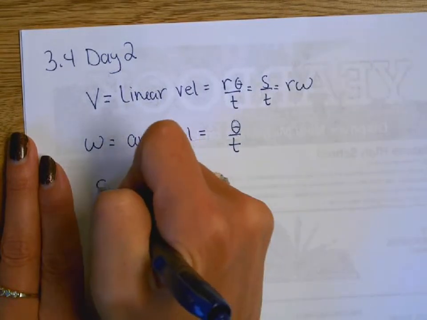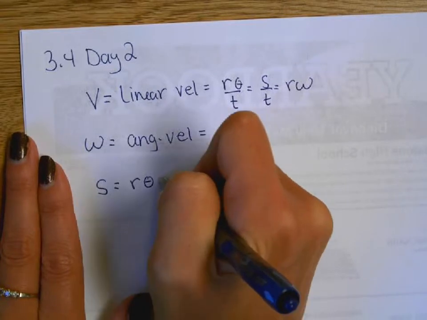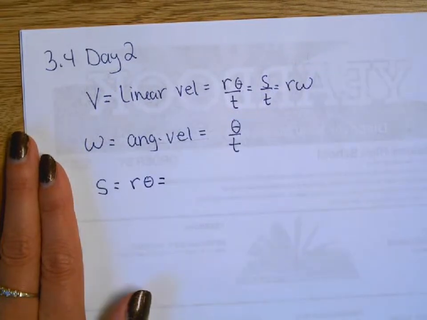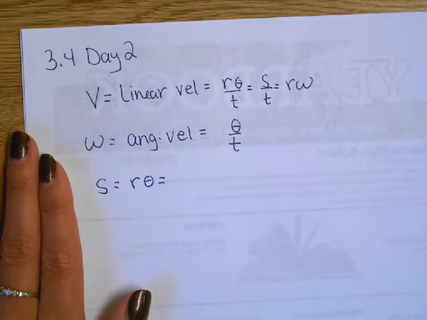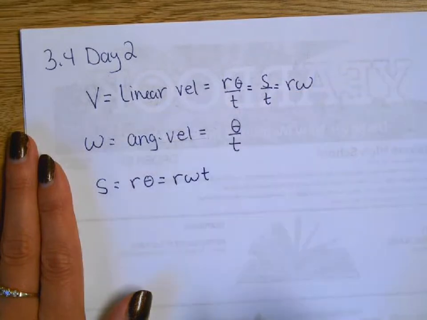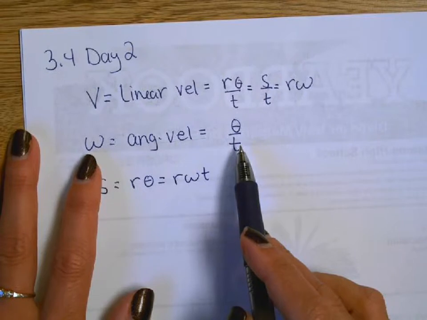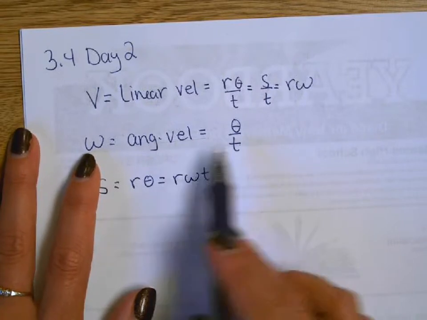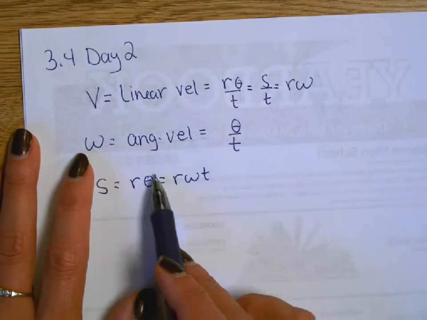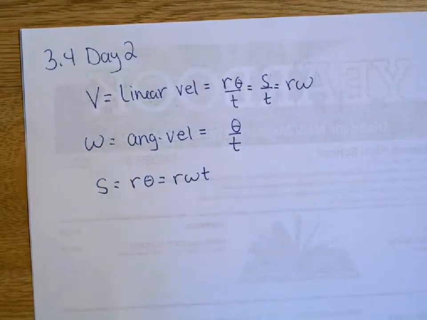And then our good old S was R times theta. But then the book gave you another formula. Do you remember it? It was the 4-letter one. RWT. And it's coming from this one rearranged for T. If I multiply by T on both sides, T times W equals theta, and they replaced it here. So those are all the formulas you're going to use in this section.